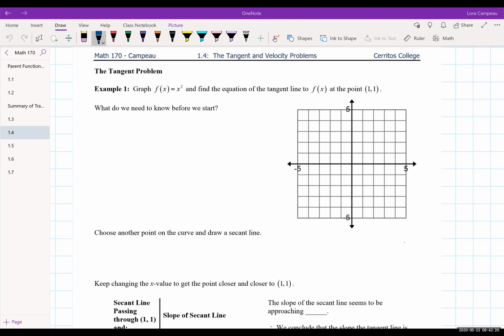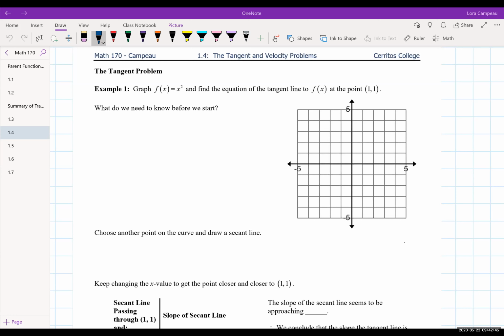Okay, Math 170. Now we're going to approach section 1.4, and we're going to start off with describing the tangent problem. So in example 1, we are going to graph f of x equals x squared and find the equation of the tangent line to f of x at the point (1, 1).